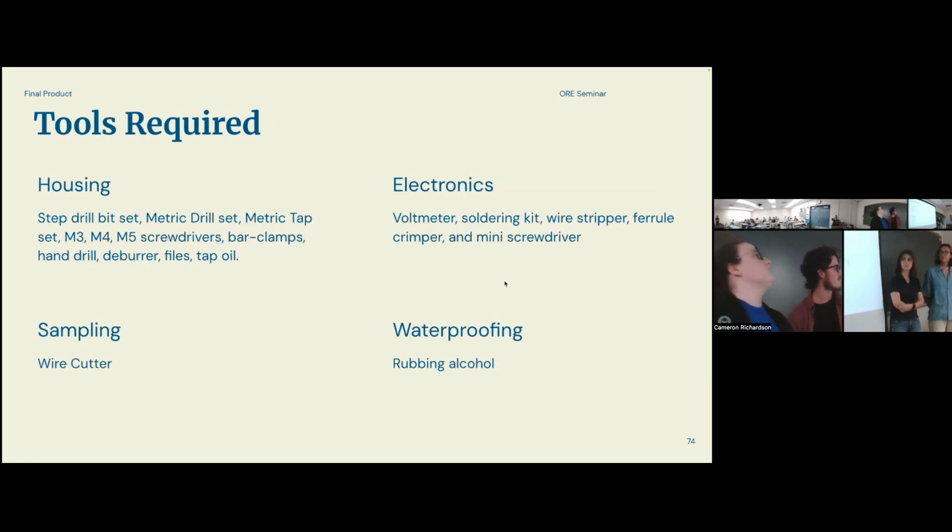So the general tools we required: the housing required quite a few, including drill sets, 2 different types, one being a step drill and then a regular set, a tap set, screwdrivers, bar clamps, a hand drill, a deburrer, files, and tap oil. The electronics required a voltmeter, soldering kit, wire strippers, funnel crimpers, and a mini screwdriver. Our sampling required wire cutters only, and then waterproofing only required rubbing alcohol.